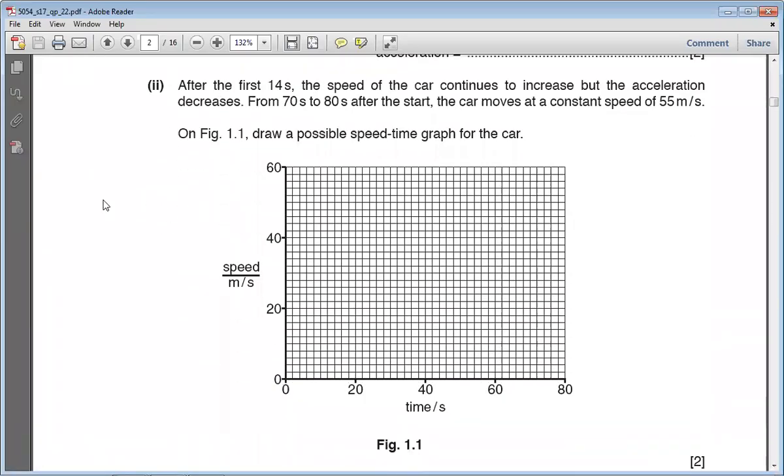He says, after the first 14 seconds, the speed of the car continues to increase, but the acceleration decreases. From 70 seconds to 80 seconds after the start, the car moves at a constant speed of 55 meters per second. On the figure 1.1, draw a possible speed time graph for the car. It's a 2-mark question, so we have to complete the speed time graph. On the y-axis, the speed is represented. On the x-axis, the time is represented.